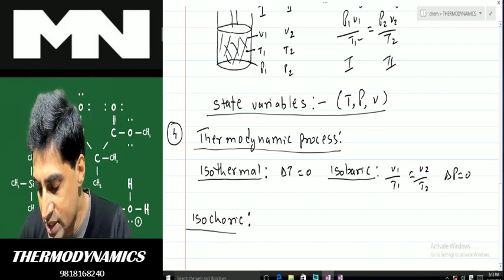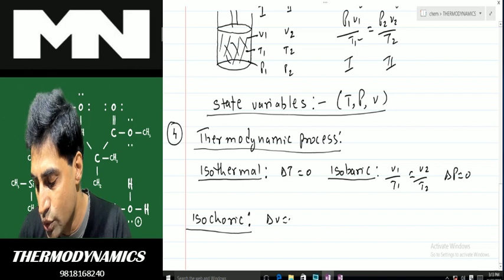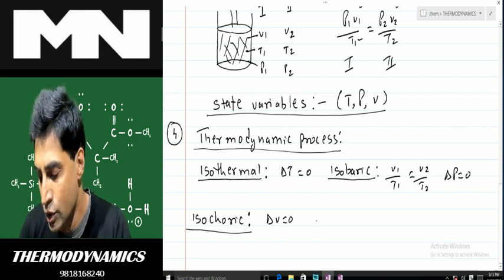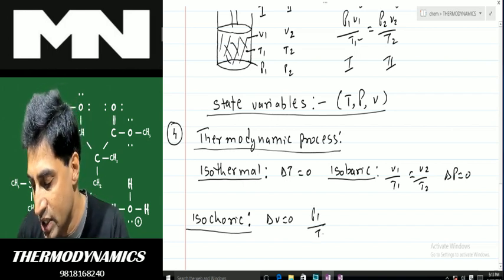Next we have isochoric. These are the systems in which delta V is 0. That means there is no change in the volume. So your formula will be P1 by T1 is equal to P2 by T2.